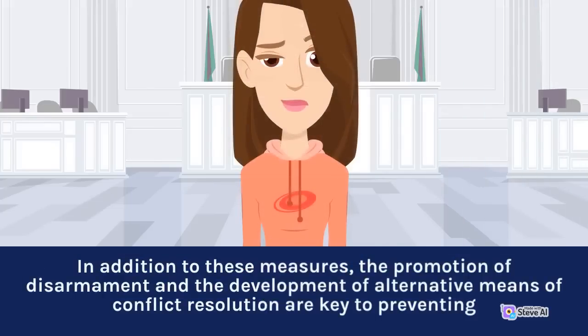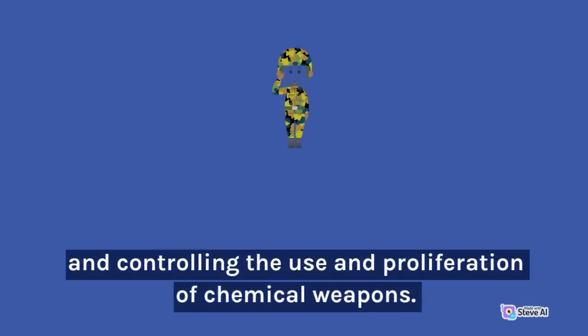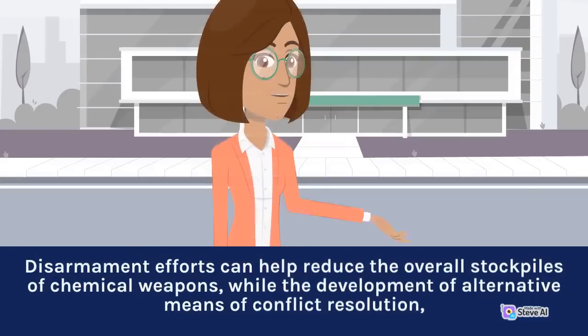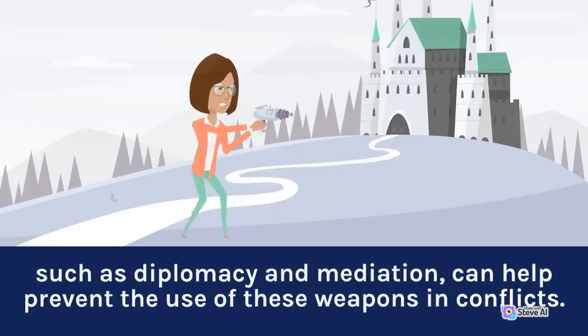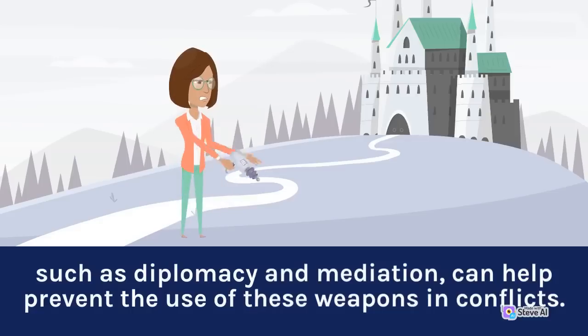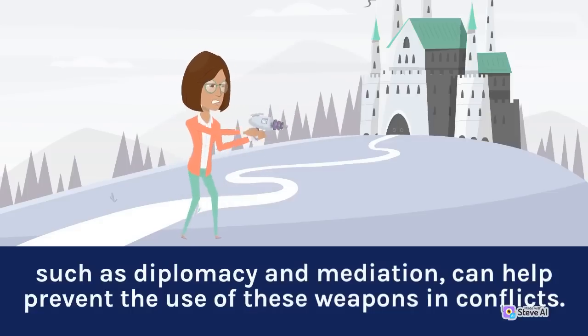In addition to these measures, the promotion of disarmament and the development of alternative means of conflict resolution are key to preventing and controlling the use and proliferation of chemical weapons. Disarmament efforts can help reduce the overall stockpiles of chemical weapons, while the development of alternative means of conflict resolution, such as diplomacy and mediation, can help prevent the use of these weapons in conflicts.